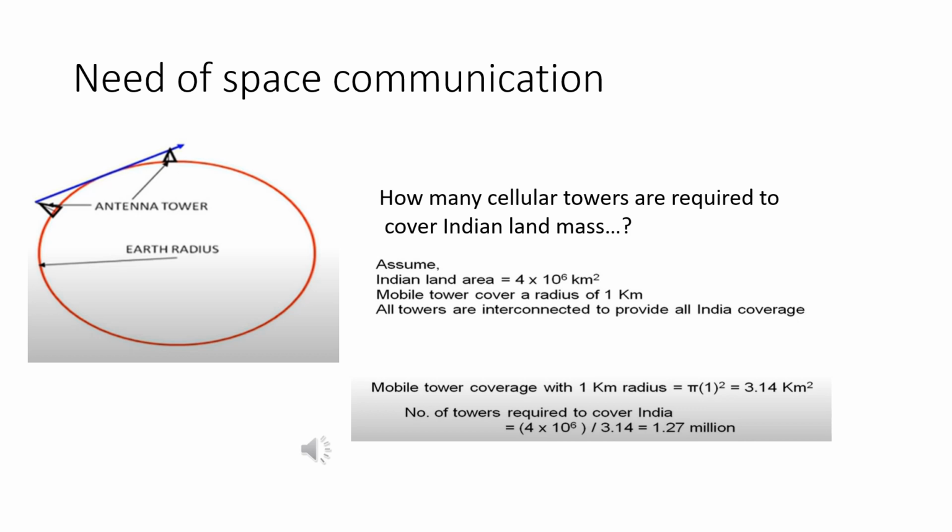So now the interesting question is, how many cellular towers are required to cover the Indian landmass? Because we want to cover the whole Indian landmass. If we do the simple calculation, first we calculate the coverage of one mobile tower, that will be pi into 1 squared, which is 3.14 kilometer square. The number of towers required to cover India will be the total Indian land mass divided by 3.14 kilometer square, that will be 1.27 million.